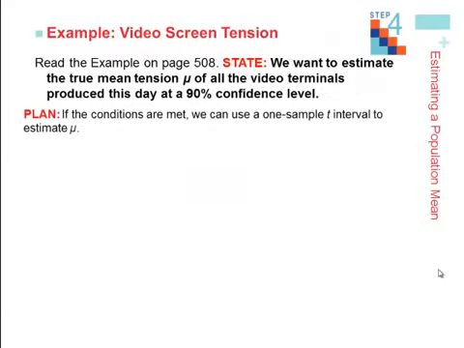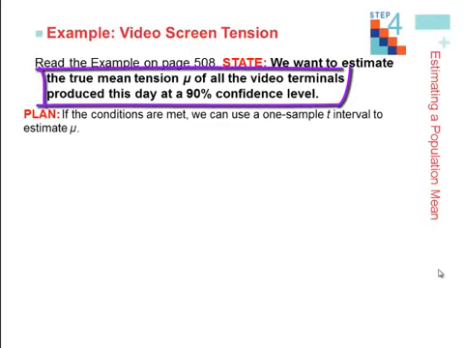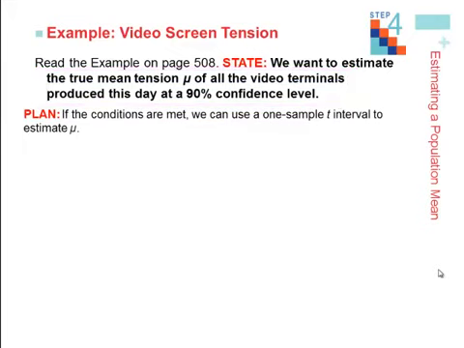So let's look at an example. If you have your book, pause the video and read the example on page 508. To construct a confidence interval, remember again the acronym PANIC. P stands for parameter. The parameter is the mean tension of all video terminals produced this day. A stands for assumptions and conditions.